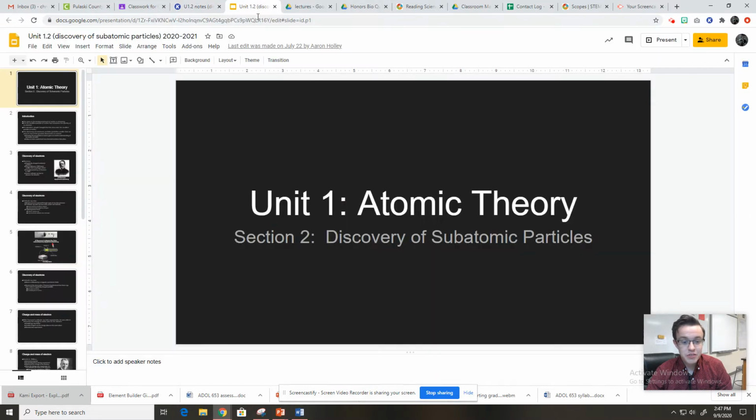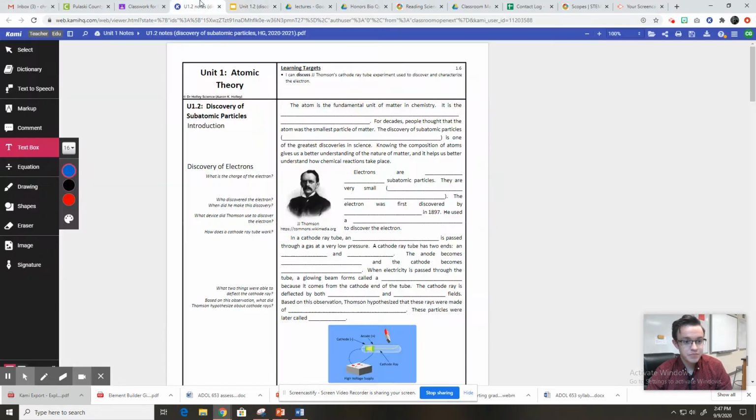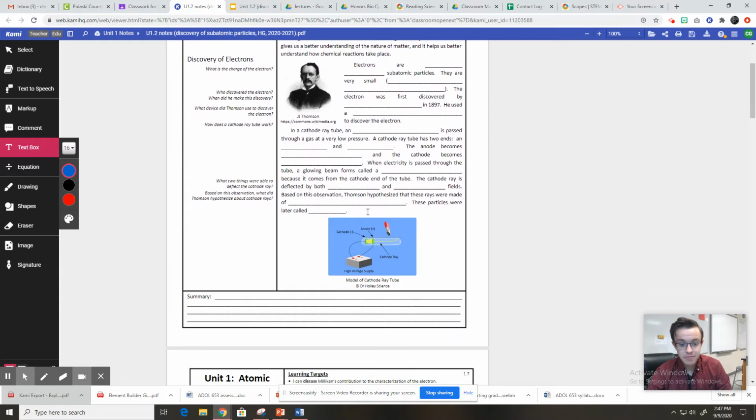So what you're going to do is use this information in here, and it's going to walk you through the major discoveries of the parts of the atom: the electrons, the protons, the nucleus, the neutrons. Because people had some crazy ideas about what the atom used to look like. So these discoveries really helped us a lot. And you're just going to use the information to fill in these blanks here.